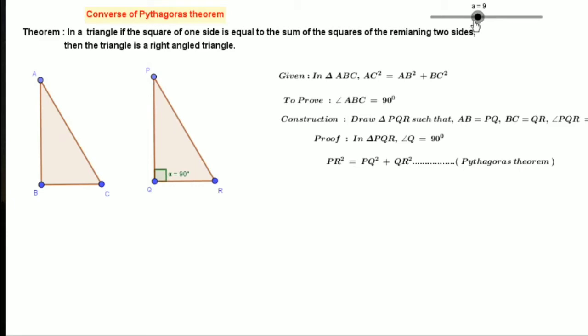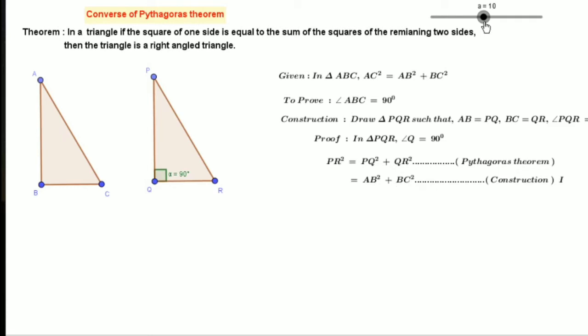Now it is given that PQ is equal to AB. The lengths of these two sides are equal. So instead of PQ we can write AB, so it will become AB square. And QR is equal to BC, so replacing QR by BC because these two are equal, instead of QR square it becomes BC square. So PR square is equal to AB square plus BC square. This is equation 1.